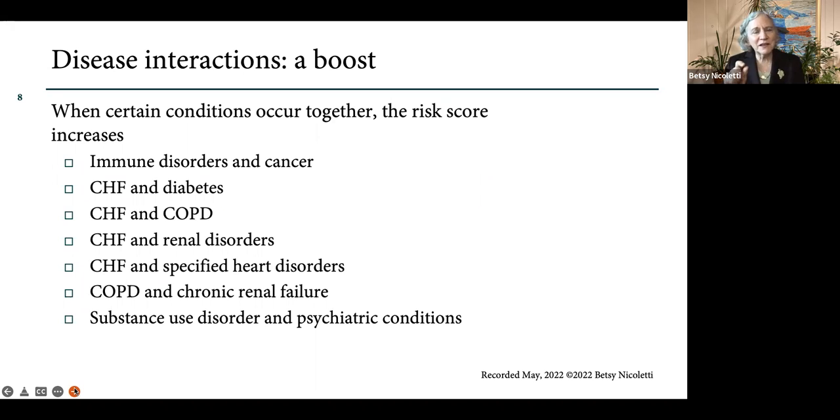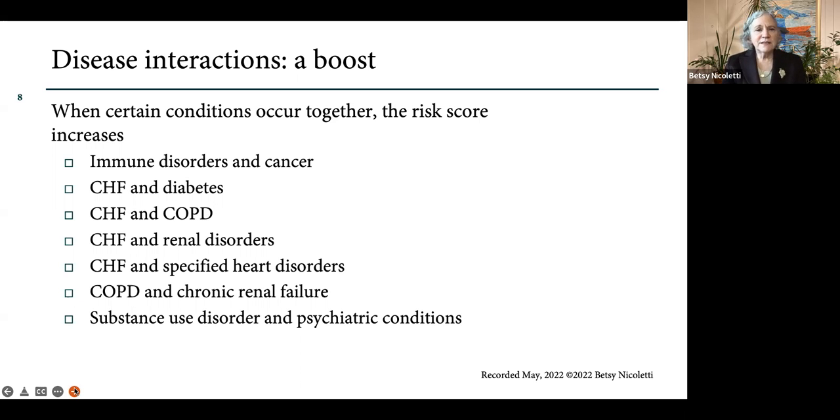Now, here's something that I do want you to remember in terms of coding, and it's a boost. I should have a picture of a rocket booster here. When certain conditions occur together, the risk increases. So immune disorders and cancer, congestive heart failure and diabetes, COPD, renal disorders, and certain specified heart disorders, COPD and chronic renal failure, substance use disorders, and certain psychiatric conditions.